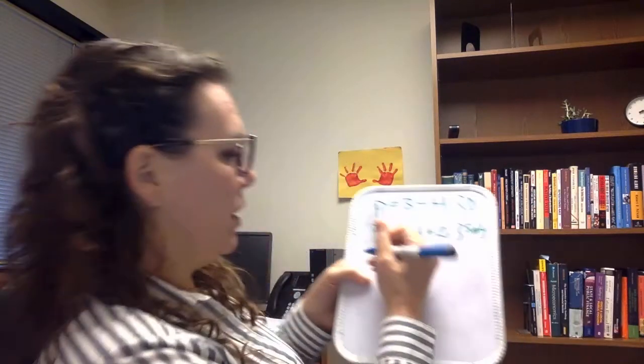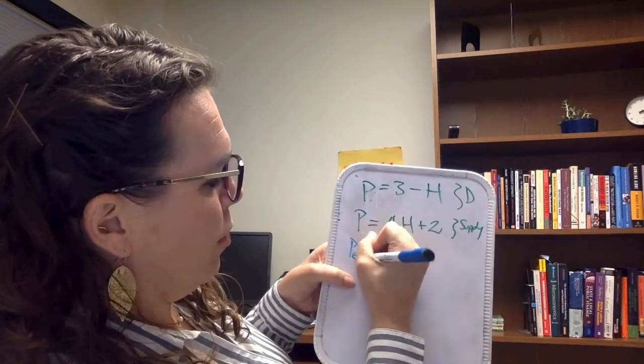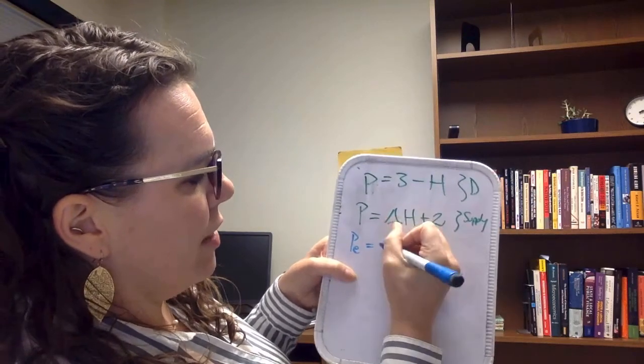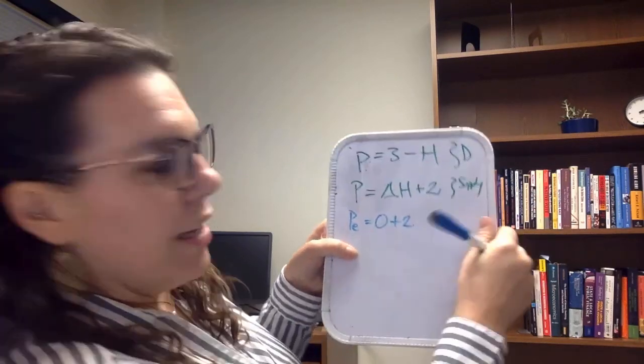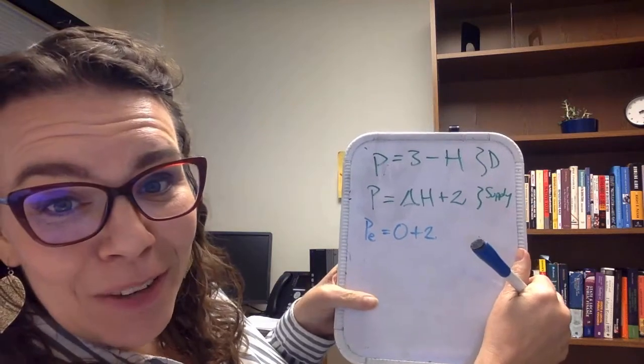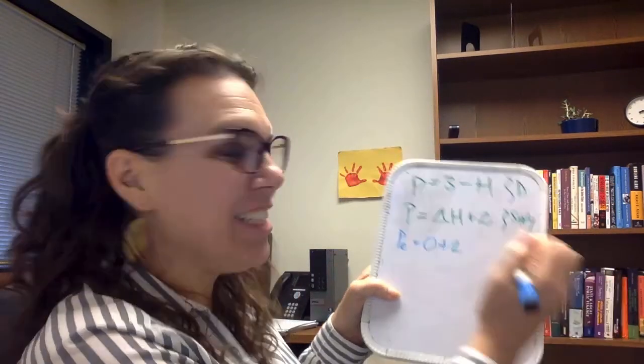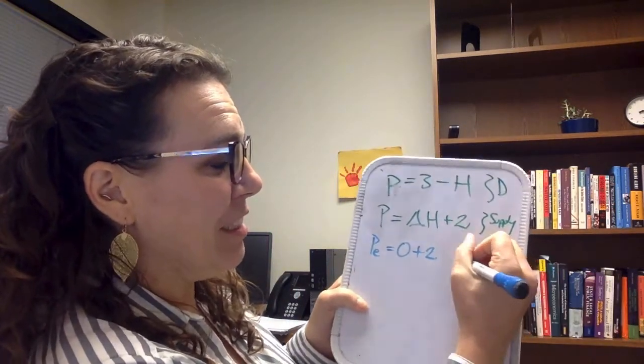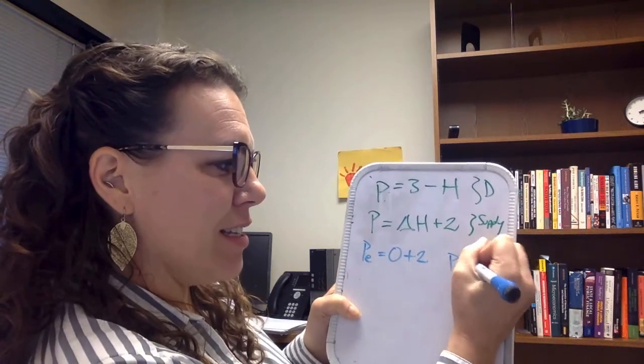To determine the equilibrium price, we just set change in housing to 0. It's super easy to solve for: 0 plus 2 is 2. So the equilibrium price is 2.